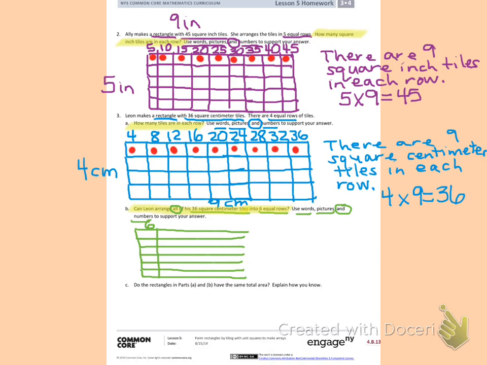6. And 6 more is 12. And 6 more is 18. And 6 more is 24. This time I made my array, or my rectangle, too big, so I'll erase these extra lines.